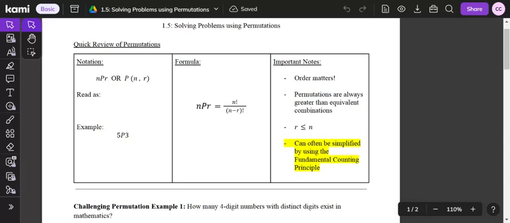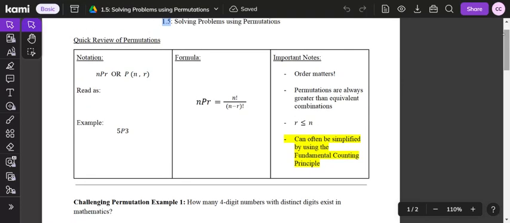All right, in this lesson, we're going to be solving problems using permutations. In the last lesson, it was combinations. In this lesson, it will be permutations. Now, quick review of what those are.